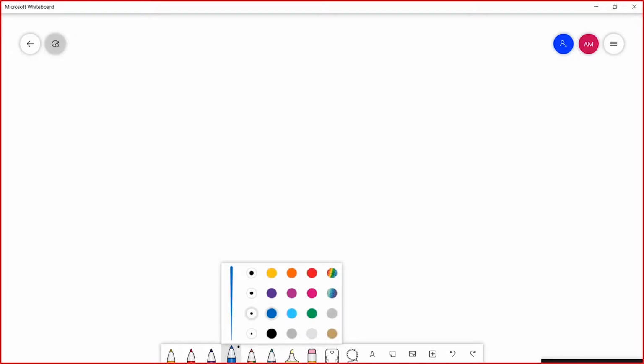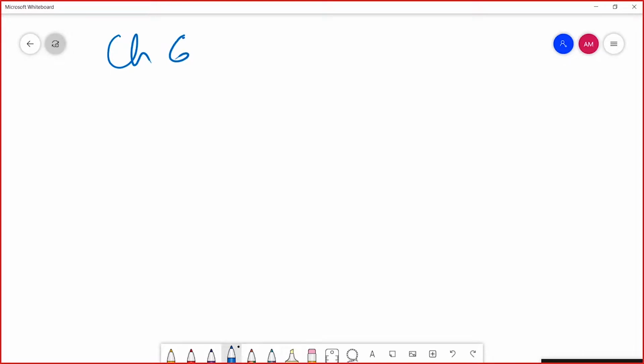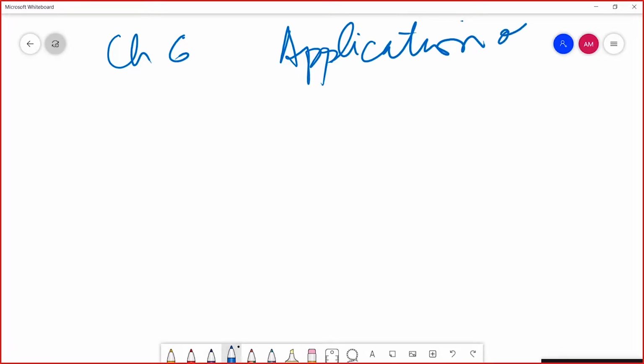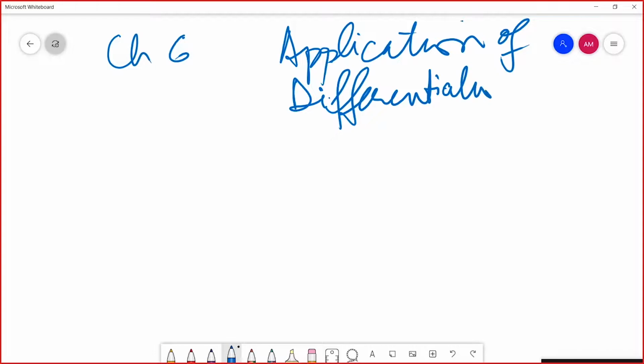Today we would be doing chapter 6, which is in fact application of differentiation. So first of all, we have to see what is differentiation. Do you know what is differentiation? dy by dx. Yeah, dy by dx. But what is it actually in physical terms?